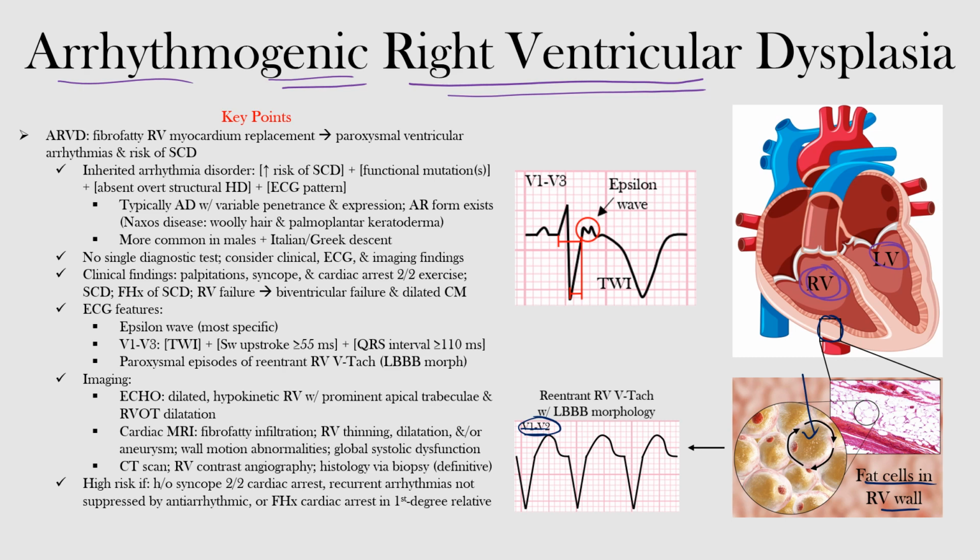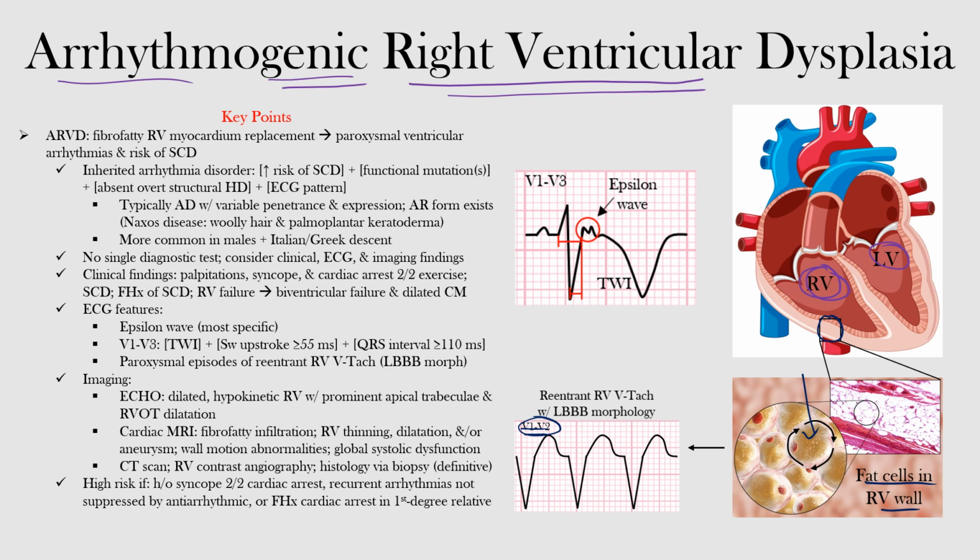So how can we make the diagnosis of arrhythmogenic right ventricular dysplasia? Well, there's actually no single diagnostic test. Instead, the diagnosis is made using a combination of clinical features, EKG findings, as well as some imaging. So let's look at the clinical features first.